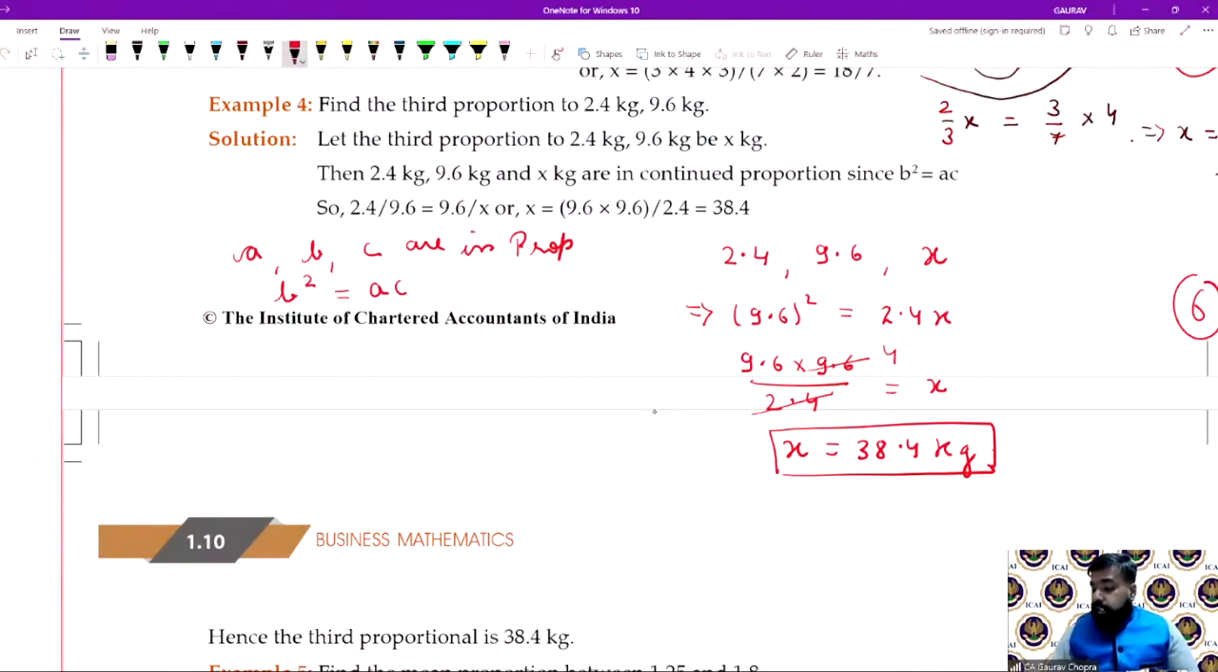Then Namrata is asking about question 21 of exercise 1A. Yes, in case of any doubts from the A exercise, we will take them at the end of the session. Okay.